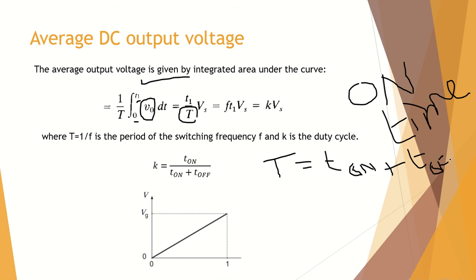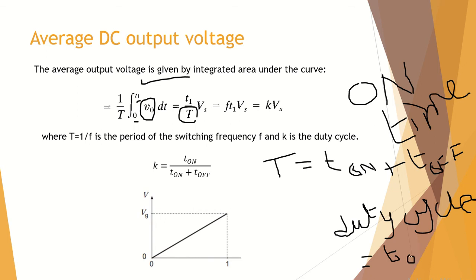So T on by total time period, you already know what it is. It is the duty cycle. Well done. Good. What is it? Duty cycle is the fraction of the time period during which our load is connected at the input.